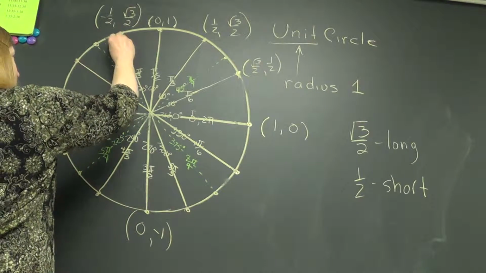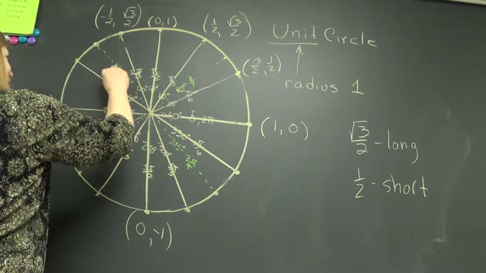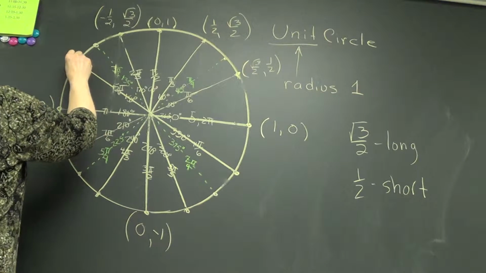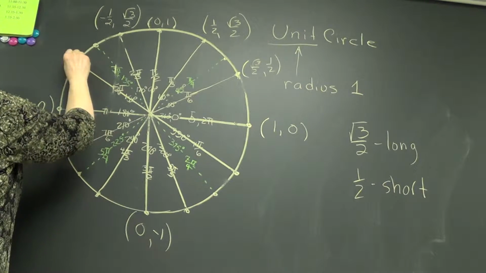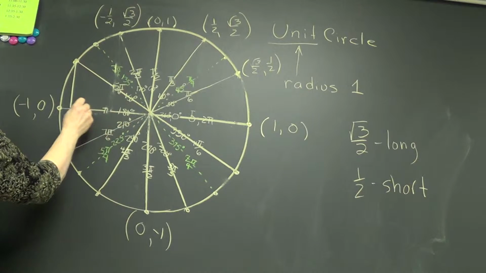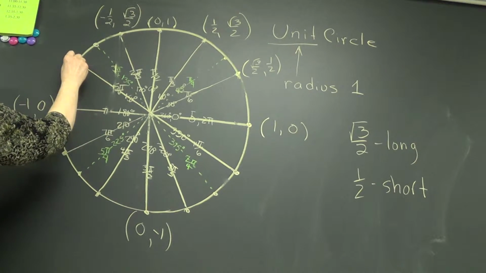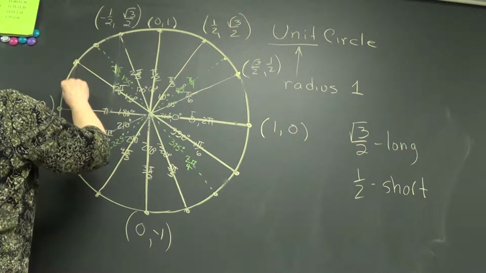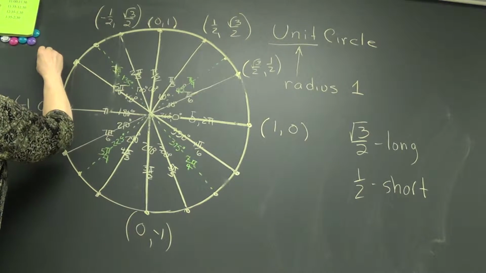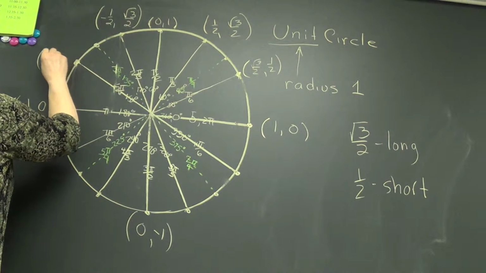Let me get rid of this. Should we write all of them in? Yeah. All right. Molly, give me this one. So now we're over here. You see we're going back the long guy and up the short guy? All right, so Molly, what will be that coordinate? Negative square root of 3 over 2, 1/2.